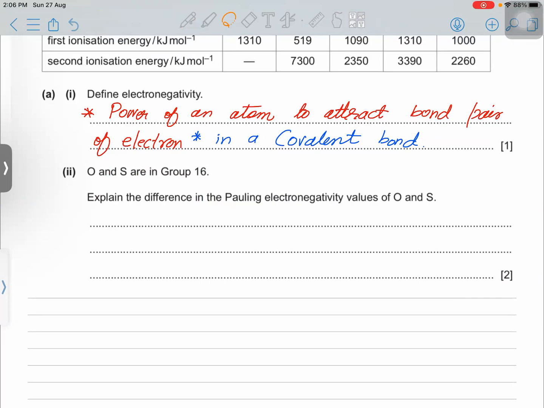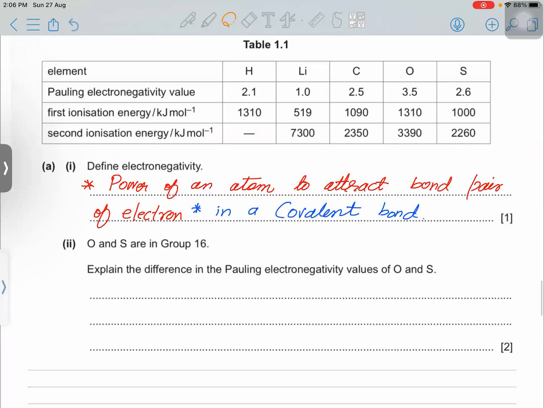Oxygen and sulfur are in group 16. Explain the difference in Pauling electronegativity of oxygen and sulfur, for 2 marks. I don't really know how to go about this. How do you construct an answer? What do you compare? First, look at the periodic table.